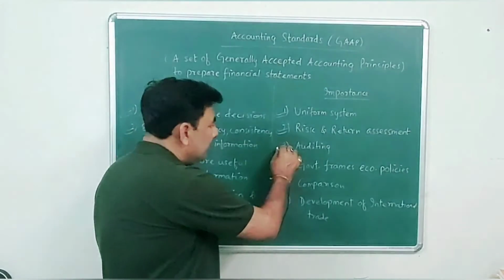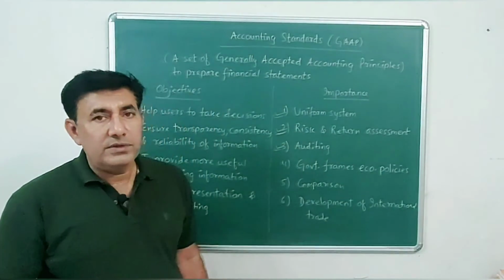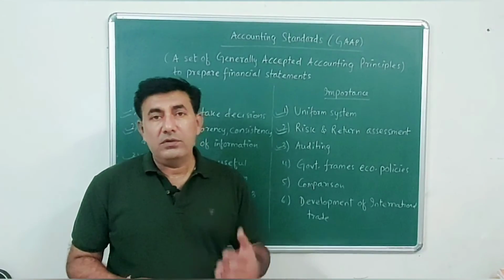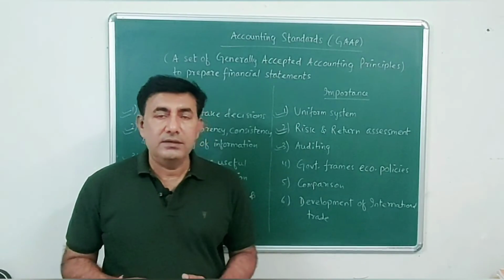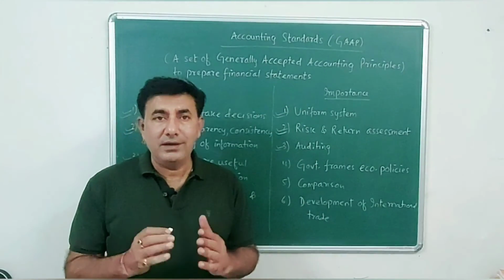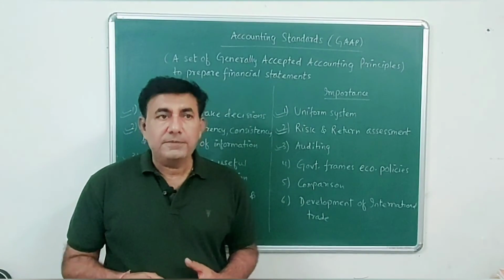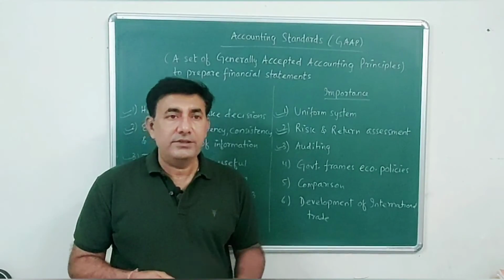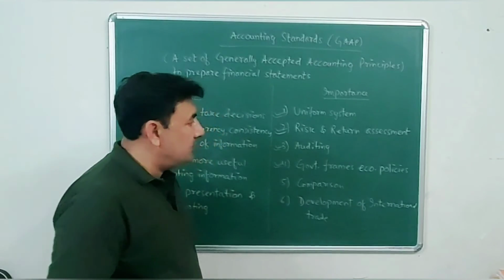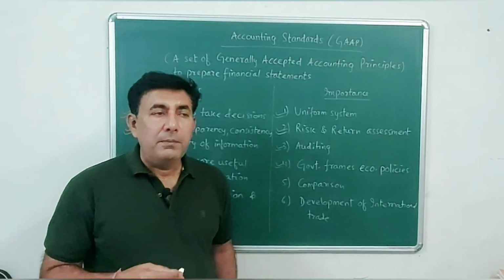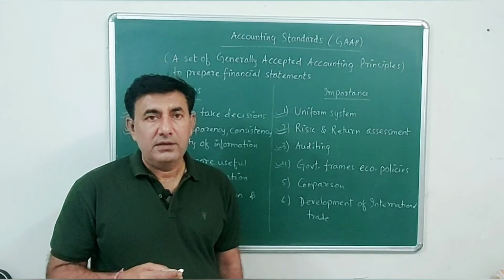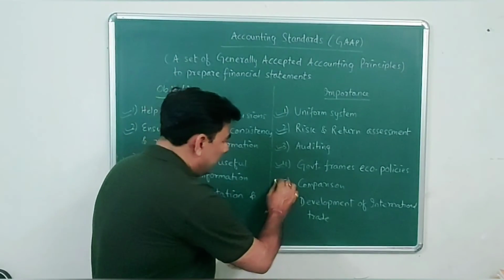Then comes auditing. As you know, the chartered accountants perform auditing at the end of the year to find out whether there are any mistakes in the financial statements. So it makes the auditing work clearer and simpler. So these accounting standards should be followed by all the accountants. Then comes, the government frames economic policies based on these accounting standards or the information provided by the companies, right? So this is also a very important one.